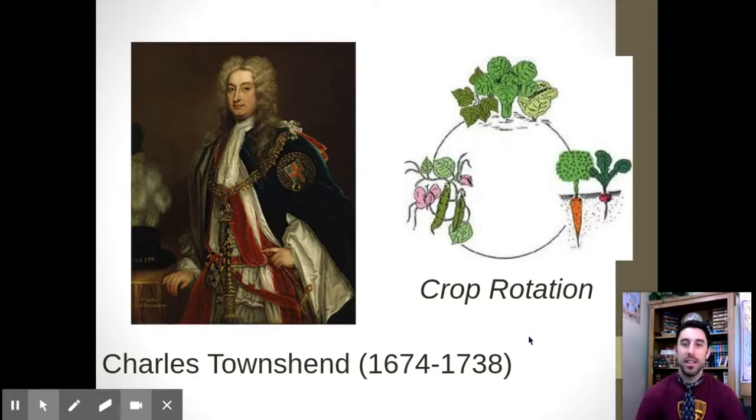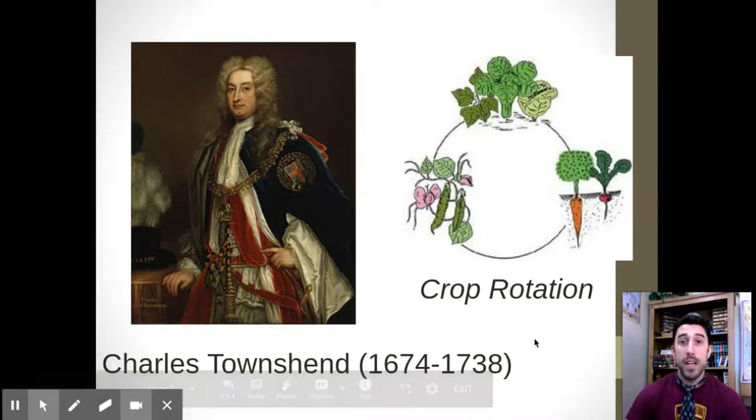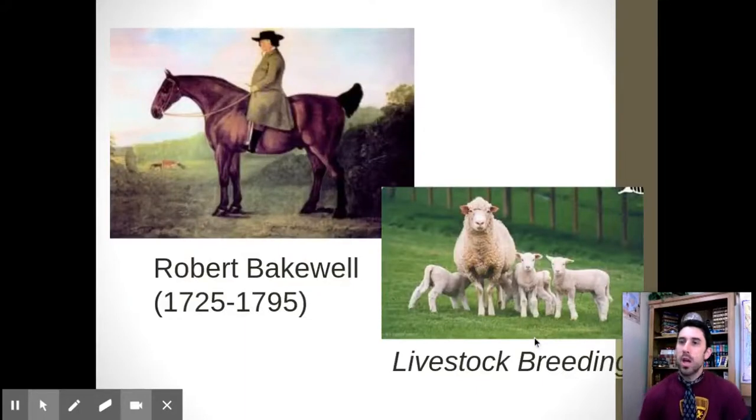So let's say 90% of farmland is producing food in some way. That's a big jump of efficiency in farming. So there you have it, Charles Townsend and crop rotation via use of turnips, which I actually hope to plant this year. And the last thing we'll look at with the agricultural revolution is Robert Bakewell.